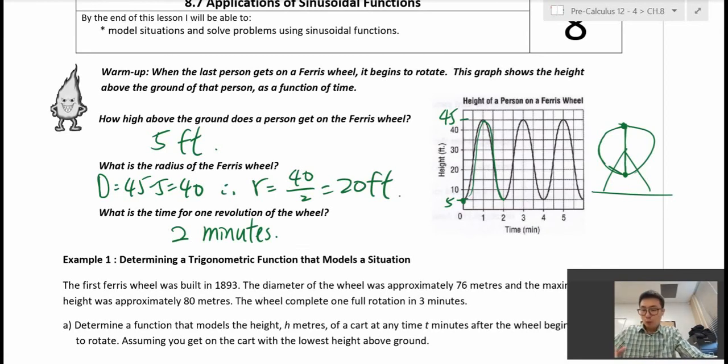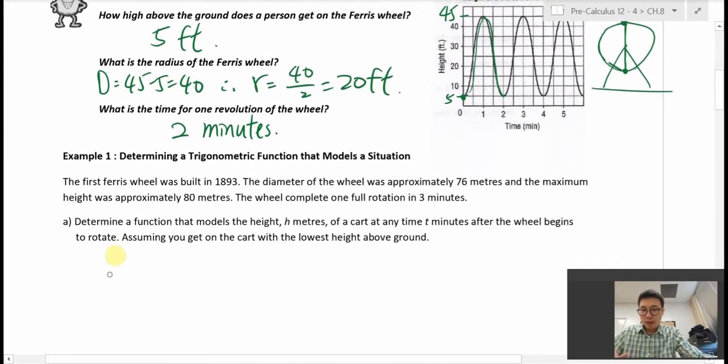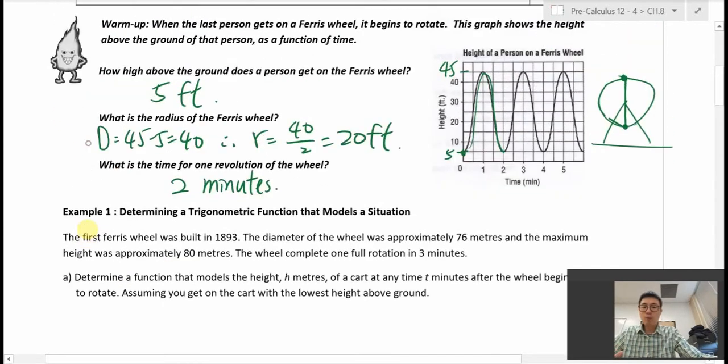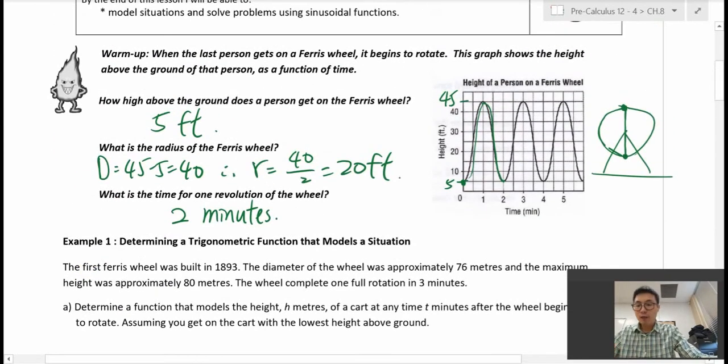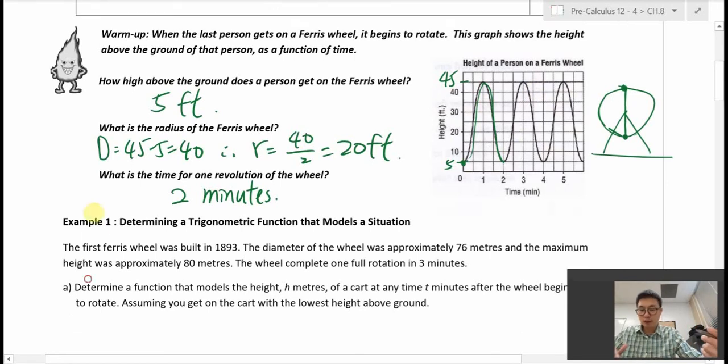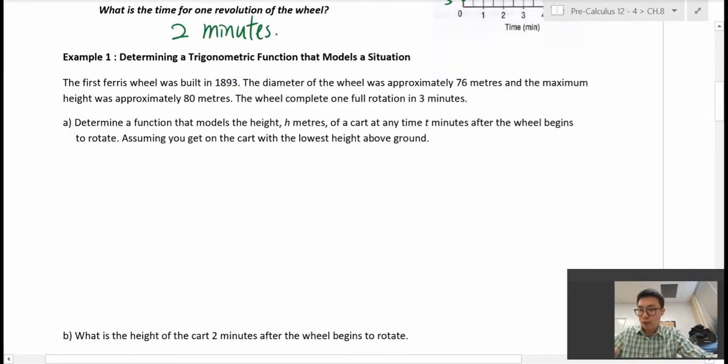Okay, so we are going to do something like this for this lesson, but we are going to come up with a graph ourselves. This one gives that to us. That's okay. It's a warm-up question. But we can see it follows this pattern, a sinusoidal function. Again, sinusoidal function simply means the graph looks like a sine wave. Okay, so let's look at the first one here.